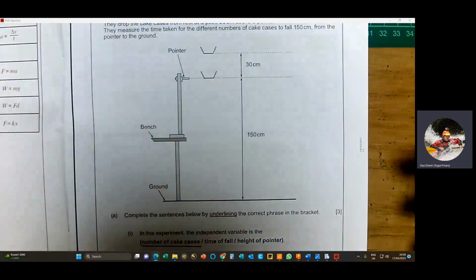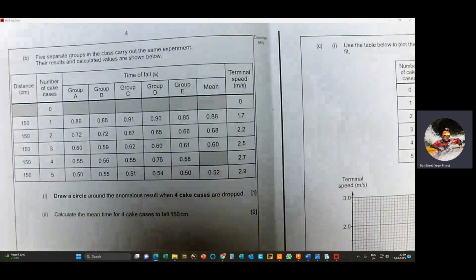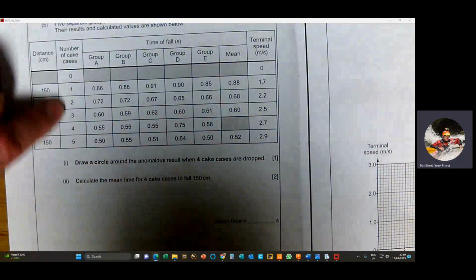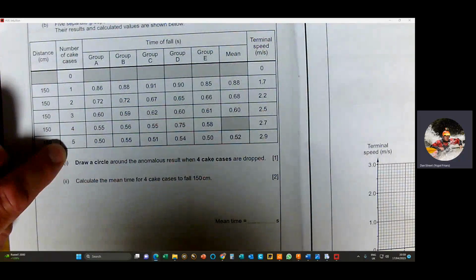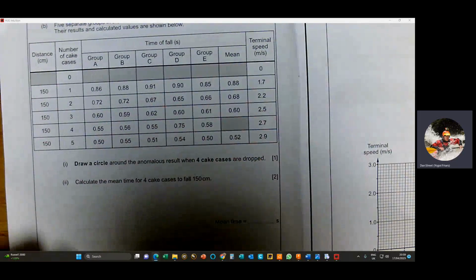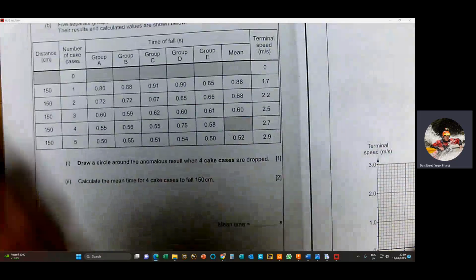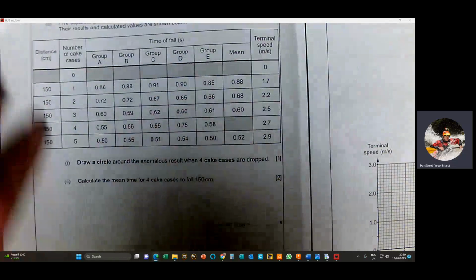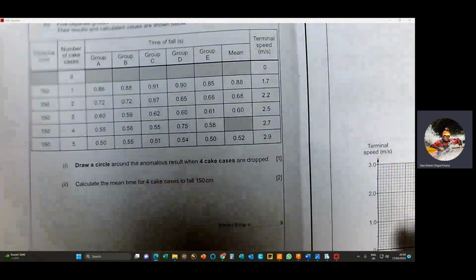And if you weren't sure about that, you could leave it for a second, and had you moved on to the next question, then you would have noticed that the first column here, where anything changes, is the number of cake cases, and that would be another clue to the independent variable. It's always the first thing that changes. It's usually the very first column, but in this case, they've put the distance in the first column.